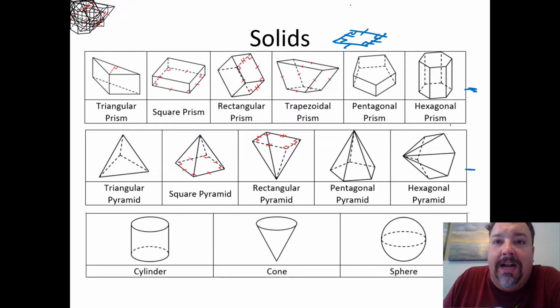So basically prisms are like boxes. So to make a square prism, I'm going to take two copies of that, put one on top of the other, and then I've got to make the sides. The sides are going to be rectangles.